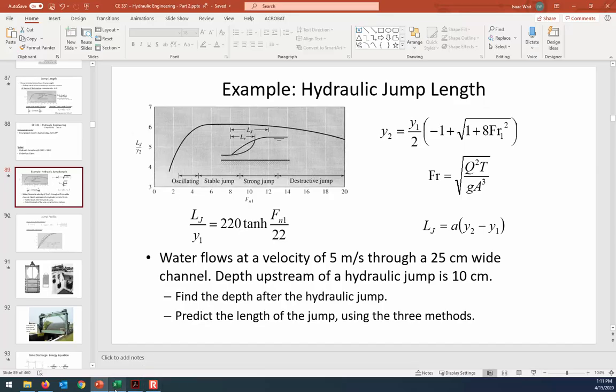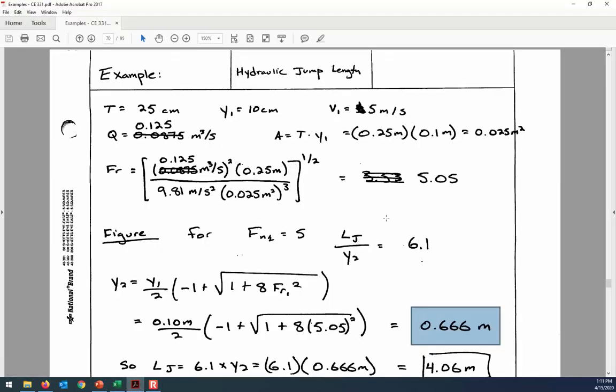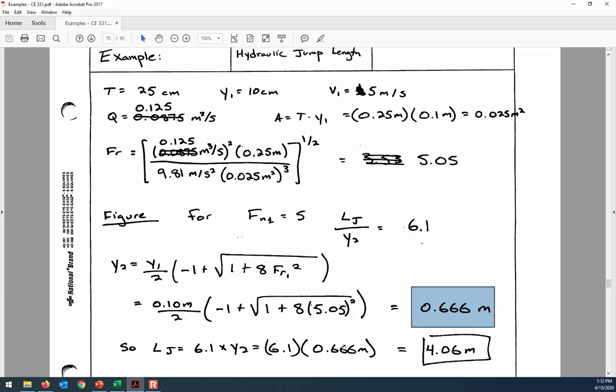And so here, the length of the jump divided by y2 is 6.1, so that means if we know the y2 depth, which we do because we just calculated it, then we can calculate the length of the jump by multiplying 6.1, which was the y-axis off of that figure, by the known depth after the jump. So it's going to take about 4 meters to go through that transition.